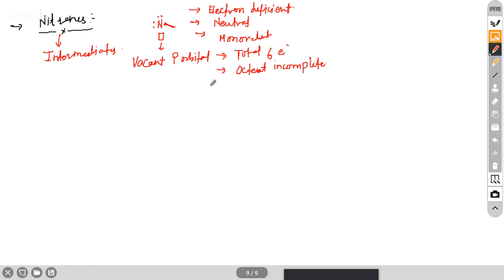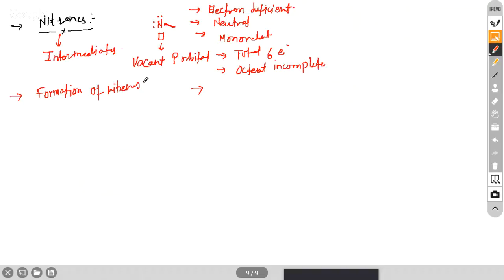One more point you write down here: it can never be the product in any reaction since it is an intermediate. We already know that any intermediate can never be present in the product. Intermediates form during the reaction and are destroyed during that reaction only. Finally, we get the product.